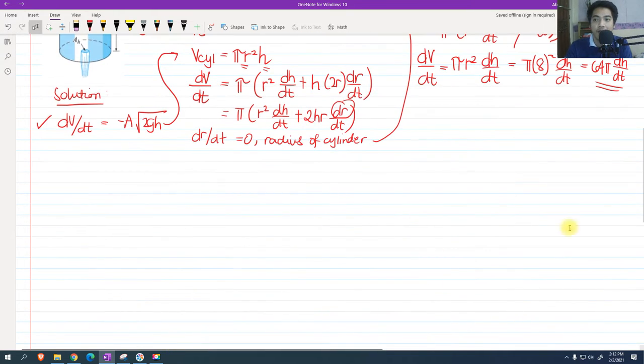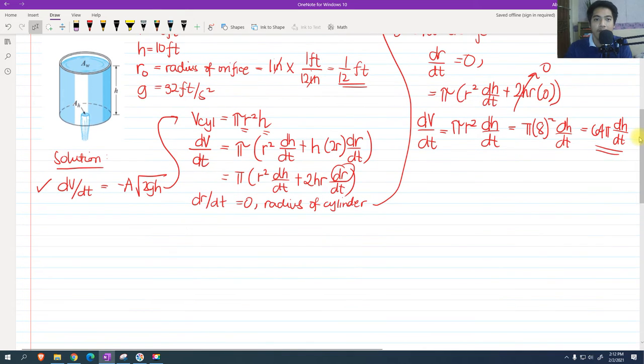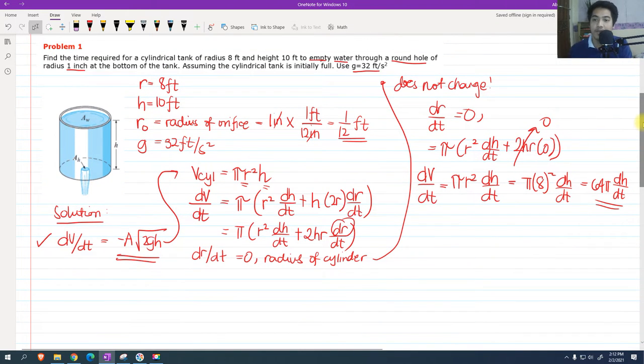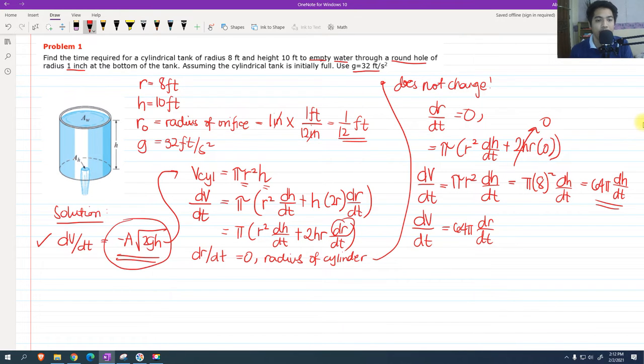Now it's time to find, from our formula, the area of the orifice multiplied by the square root of 2gh. So here we have our dV over dt as 64 pi dh over dt, I'm sorry, that should be dh over dt. So I'm going to equate this in our equation here. Let me just replace this again.